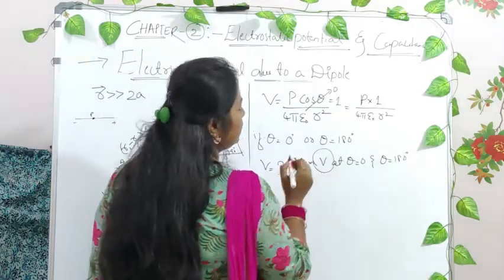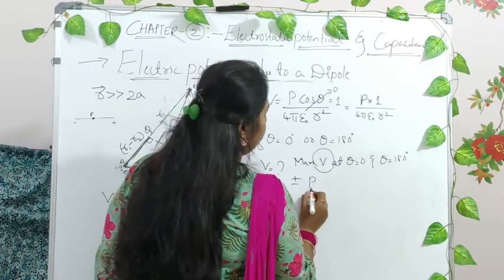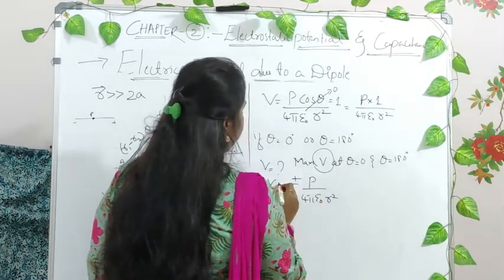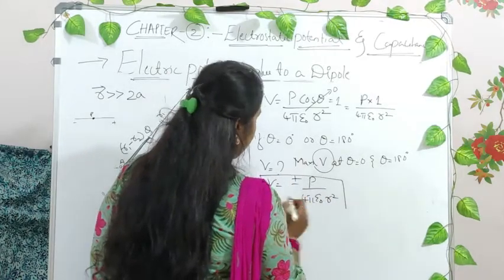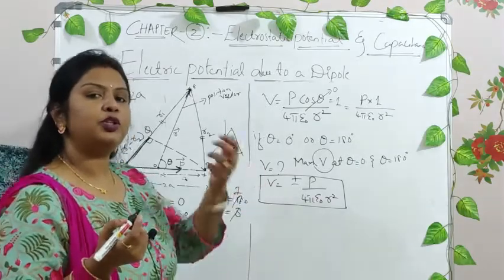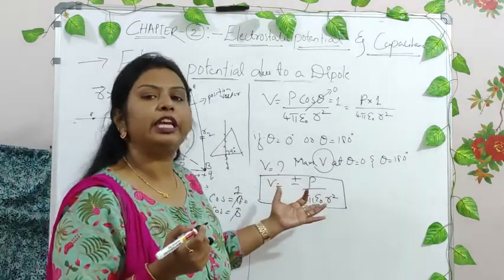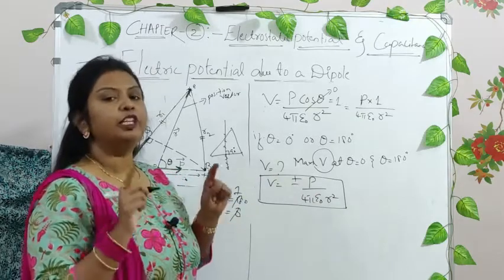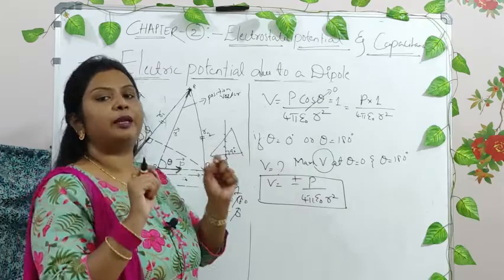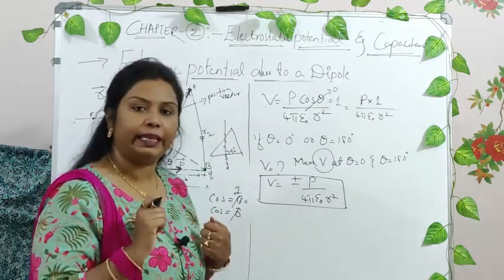So the potential at this particular point may be plus or minus P divided by 4 pi epsilon naught r square. Now this is the maximum potential. The potential that is generated due to a positive charge will be positive potential. The potential generated due to a negative charge will be negative potential. You should always remember that the potential can be positive or negative, depending on the type of charge that you have taken.